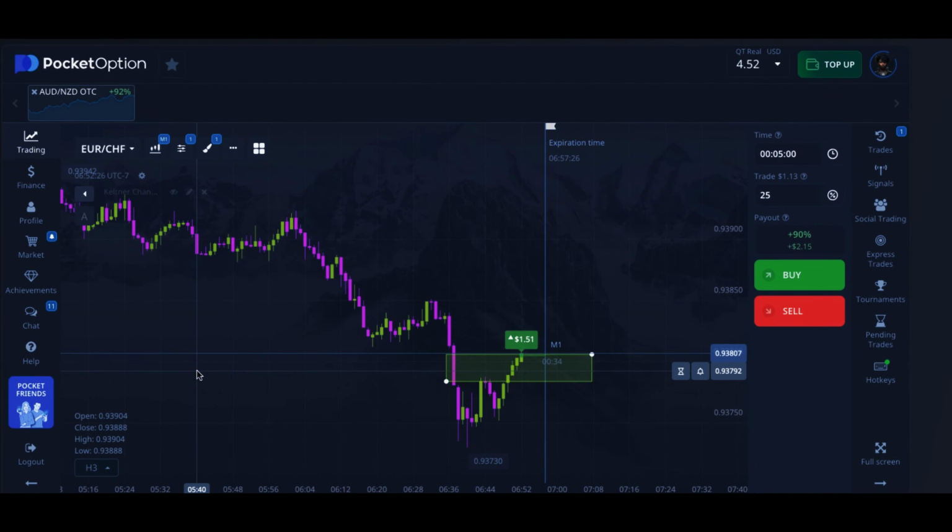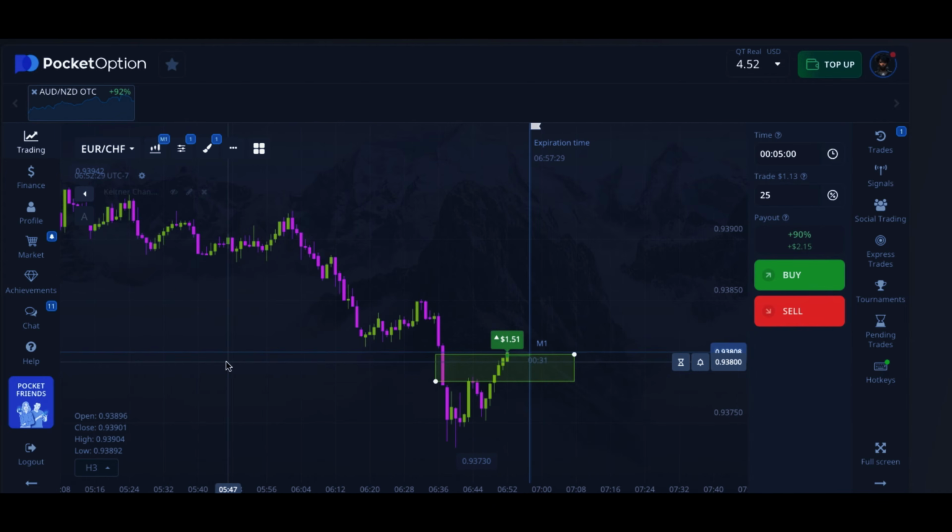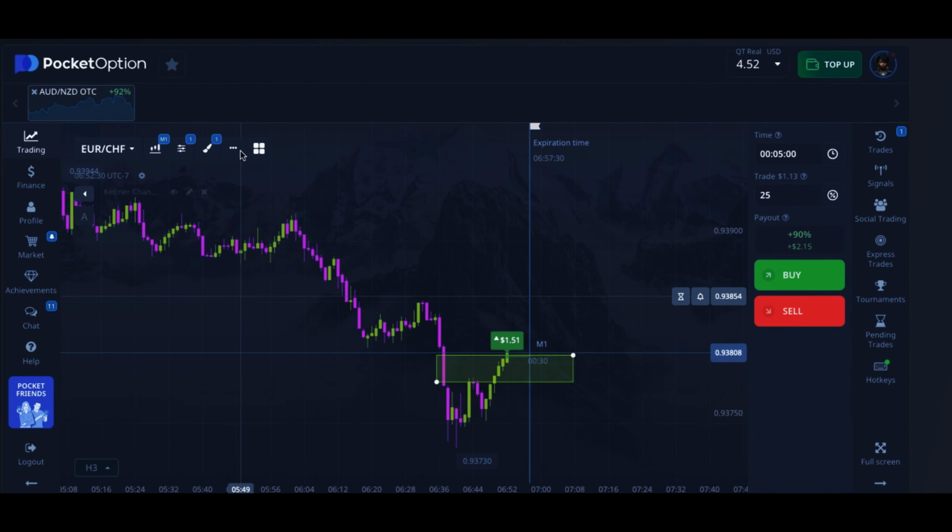If you're still struggling to figure out how to trade fair value gaps, and I understand everybody trades a little bit differently, I'm going to show you exactly how I trade fair value gaps and how they work for me. Let's get into it.